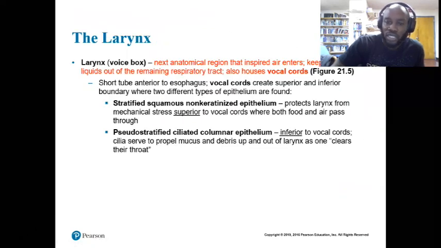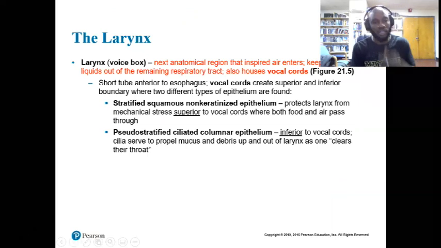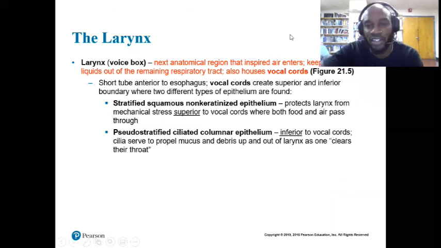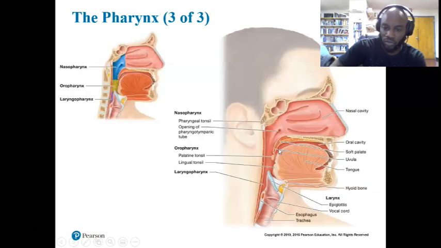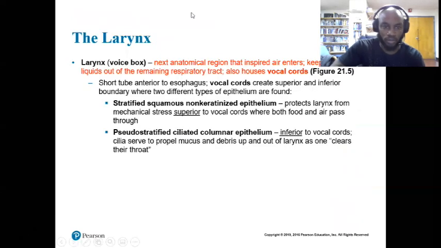Now we get into the larynx, the voice box, the next anatomical region. It's where inspired air enters, keeps food and liquids out of the remaining respiratory tract, and also houses your vocal cords. Right, so we saw that in this diagram here, the larynx, which is our epiglottis and our vocal cords right there, but it keeps food from entering our trachea. That's going to be very important.